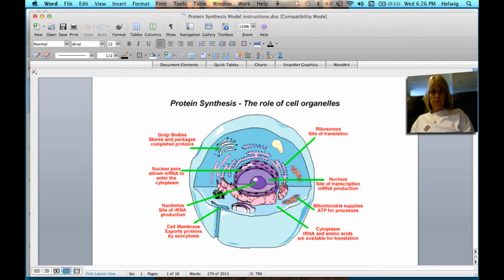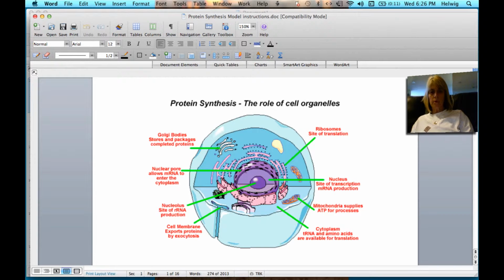Then from the nuclear envelope to the cell membrane, this whole area in here is the cytoplasm. This is where ribosomes can be found, transfer RNA, amino acids, and translation will occur in the cytoplasm. Here's the cell membrane, the membrane in which proteins will be exported out by exocytosis. The nucleolus can be found inside the nucleus right here, and that's for ribosomal RNA production. This is what is making the ribosomes for protein synthesis.